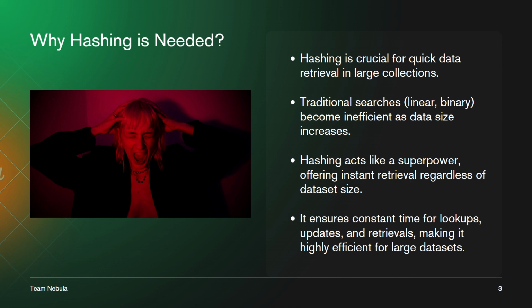This is where hashing comes to the rescue. Hashing is like having a superpower that lets us instantly locate things. It doesn't matter if we have 10 items or 10 million, the time it takes to find what we are looking for stays the same. That's the magic of hashing. It allows us to perform lookups, updates, and retrievals in lightning fast, constant time, which is like saying, snap, I found it. So, hashing is our secret weapon to handle big data collections with ease and speed.